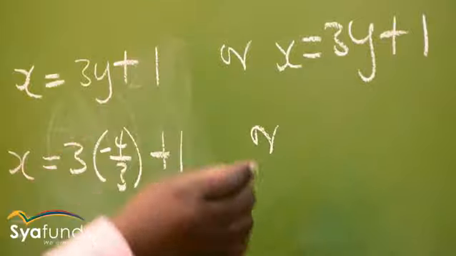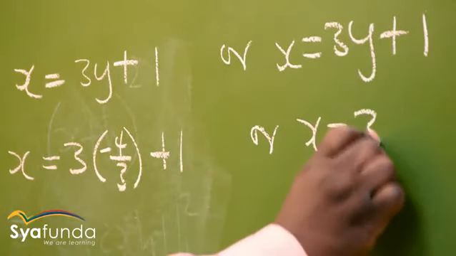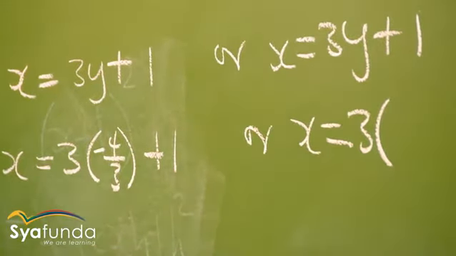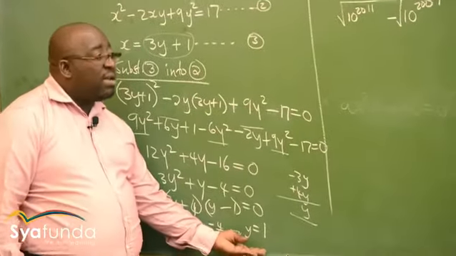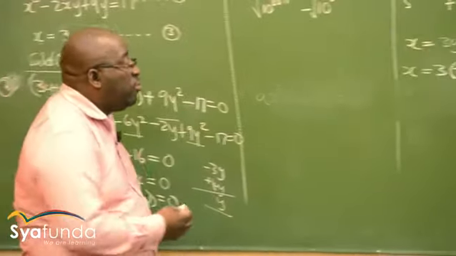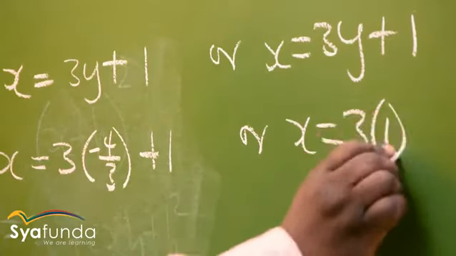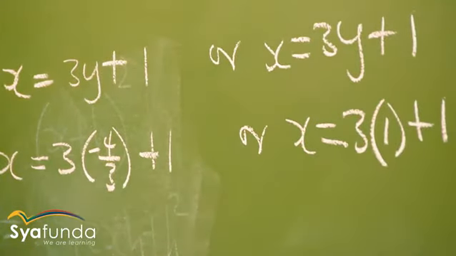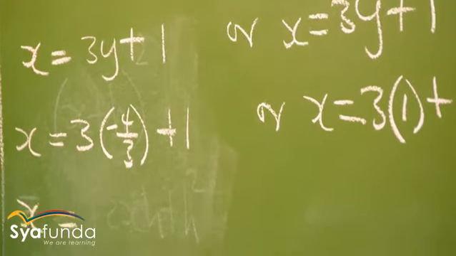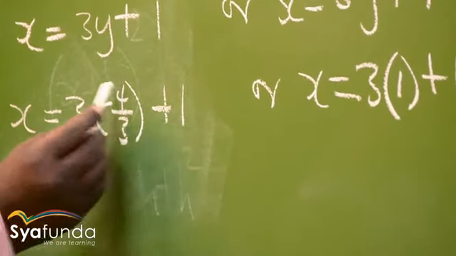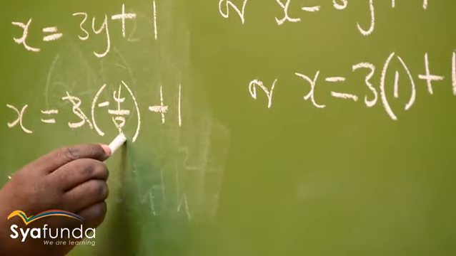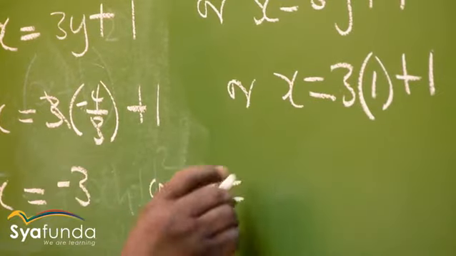Or, on the other side, we had x is equals to 3. What is the other value of y here? The other value of y is 1. So where there's the second y there, we've got to push in 1, then plus 1. What do we have this side? So our x will then be equals to, let us work this one out first. This 3 can go with this 3. We're left with minus 4. Minus 4 plus 1 is minus 3. Or, our x then becomes 3 times 1 is 3, 3 plus 1 is 4.